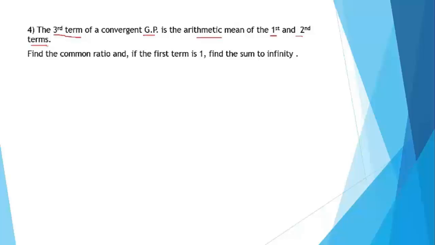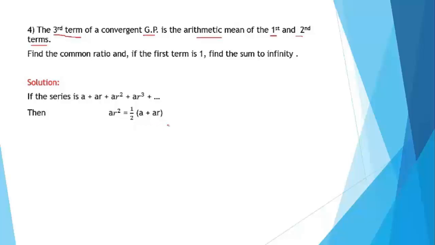Say the geometric progression is a plus ar plus ar square plus ar cube and so on. Since the third term is equivalent to the arithmetic mean of the first and the second terms, the third term in this progression is ar square, and the arithmetic mean of the first and second terms is half of their sum. The first and second terms are a and ar. So ar square equals half of a plus ar.